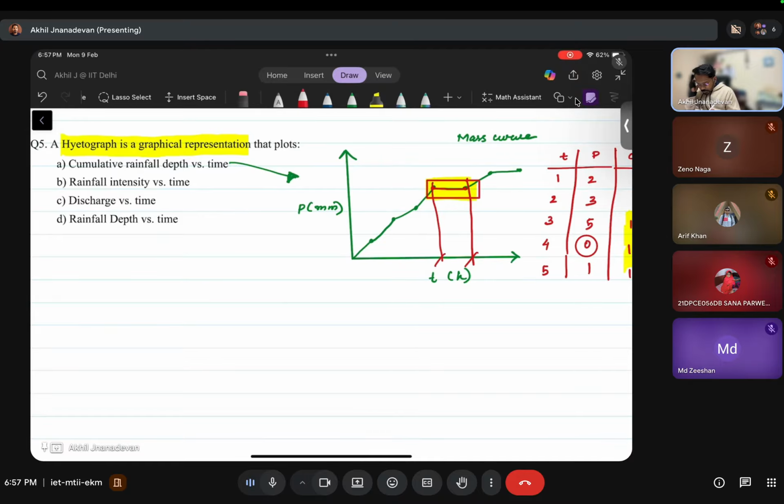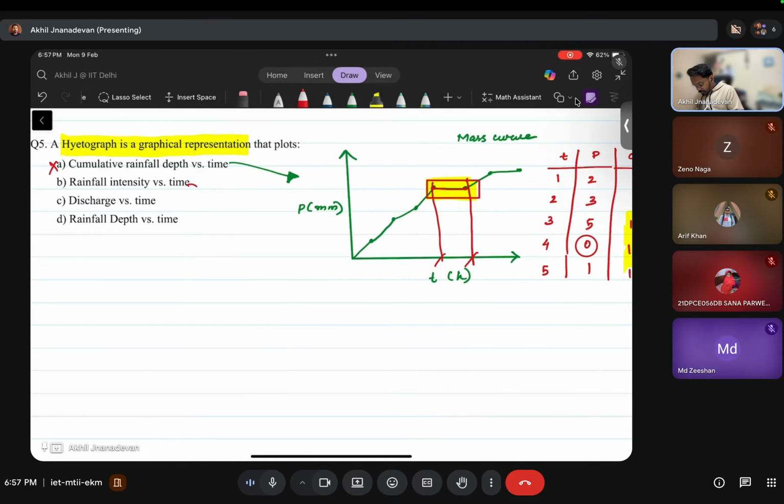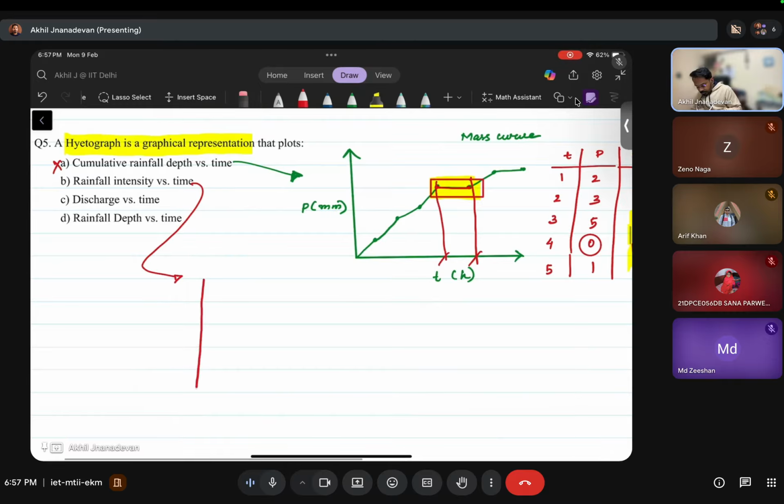The first option is a mass curve, not a hydrograph, so it is wrong. The second option is rainfall intensity with time. Rainfall intensity you are already familiar with. In the first question, using the thunderstorm cell model, what we derived is nothing but intensity. Intensity is the time rate of rainfall, the mass that is coming in at each instant of time, right?